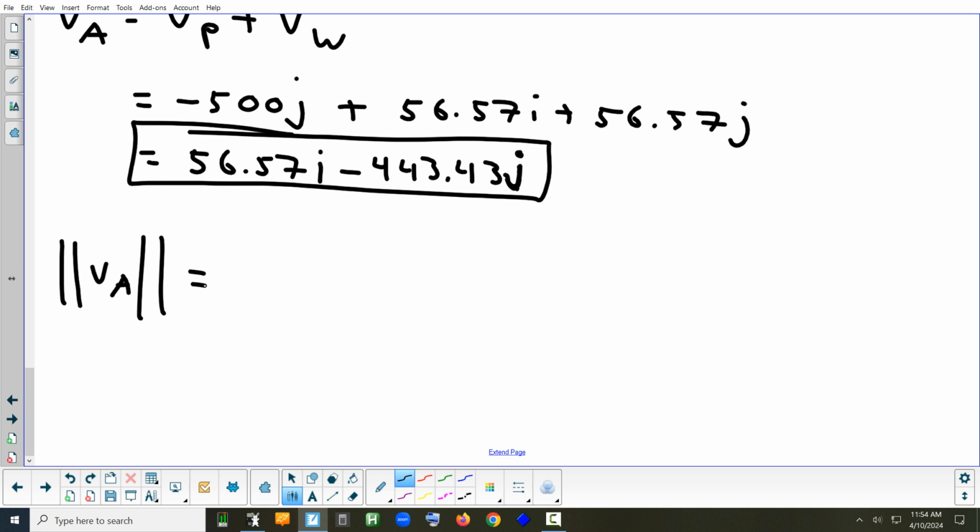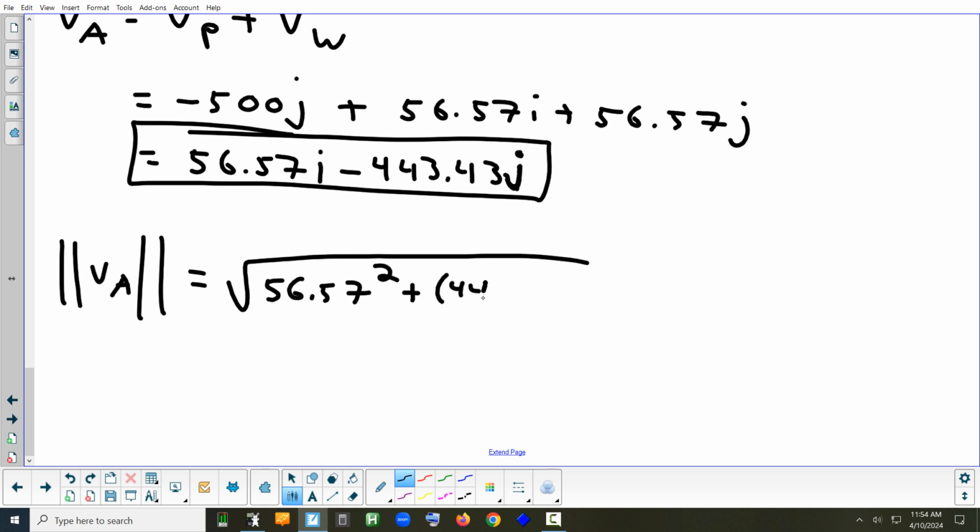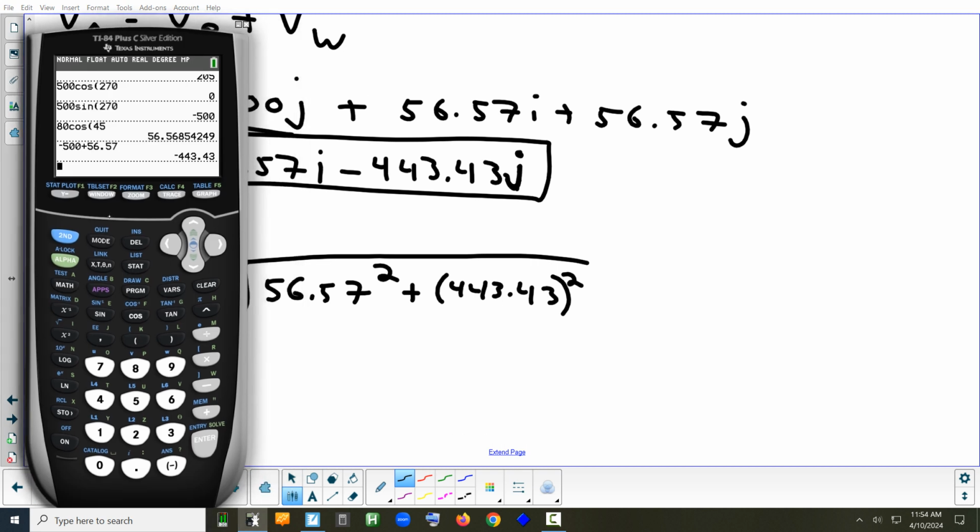The ground speed. Yep. Square root of 56.57 squared plus 443.43 squared. And the negative doesn't matter because it's going to cancel out to be positive. When you do that, it'll be the square root of... I have it still on the square root. Oh, you have it without the square root. Yeah, you can do it without the square root if you want, or you can do it all in one step. That's the actual speed of the plane.